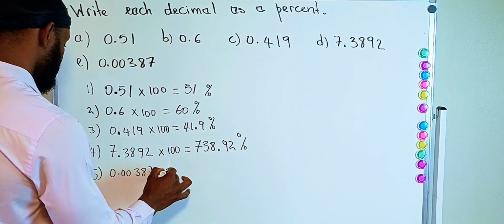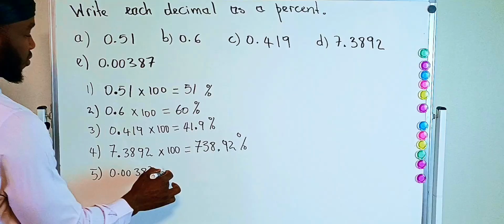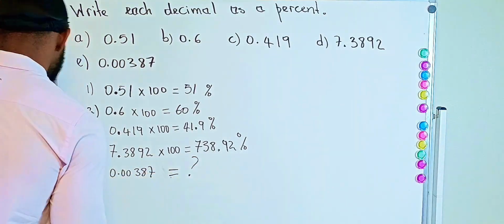The last one is for you guys, which is 0.00387 multiplied by 100. Find me the answer in percent.